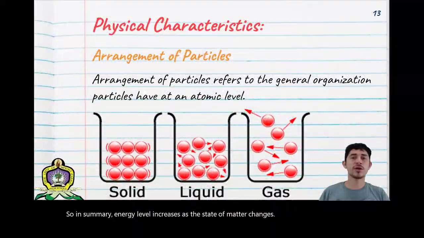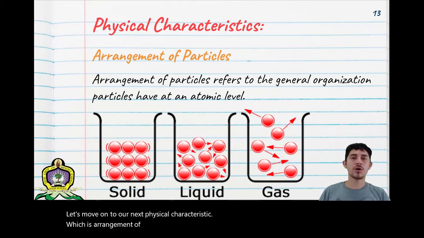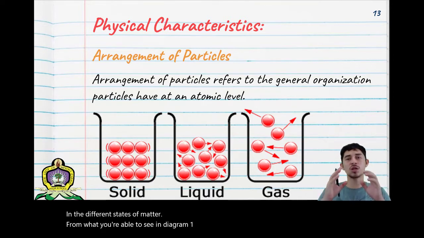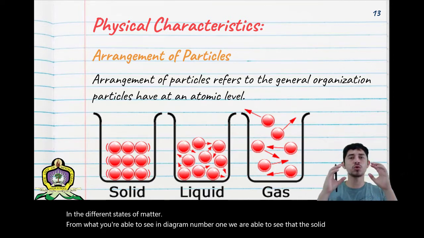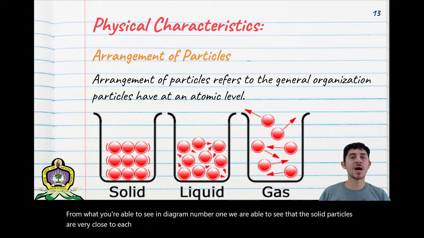Let's move on to our next physical characteristic, which is arrangement of particles. How are particles arranged in the different states of matter? Well, from what you're able to see, in diagram number 1, the solid particles are very close to each other and they form a pattern.